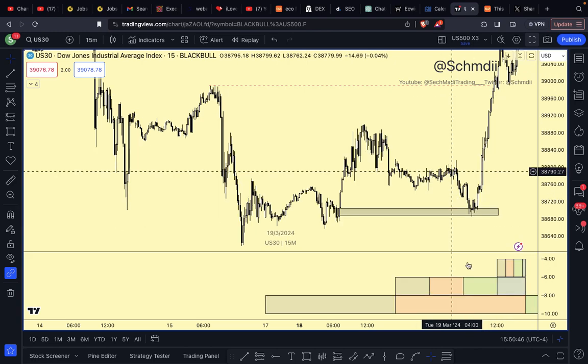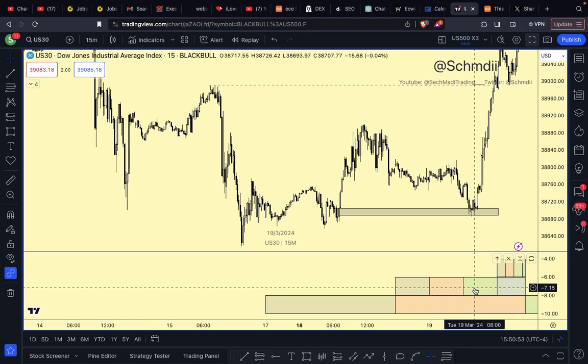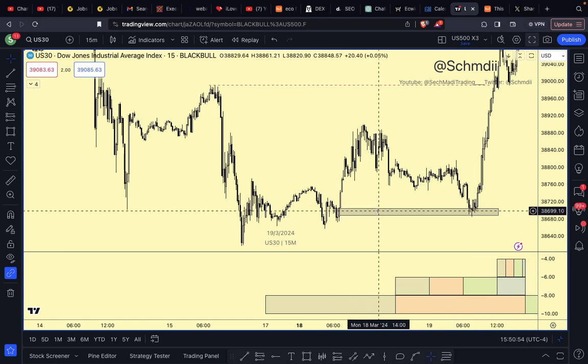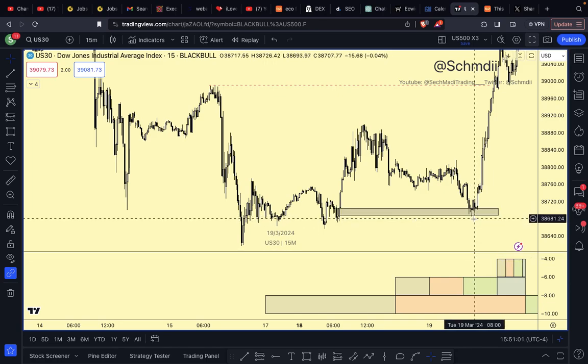Can see when it happened here. This was during the New York AM session, when we hit this fair value gap over there on the M15, we began to wick, showing accumulation.